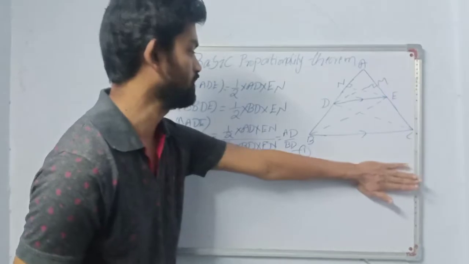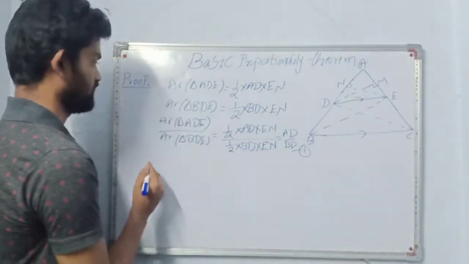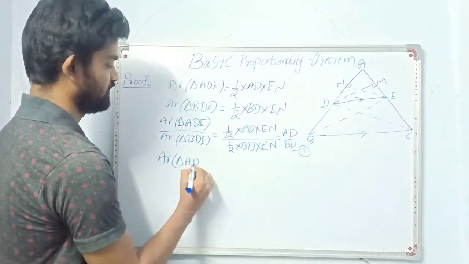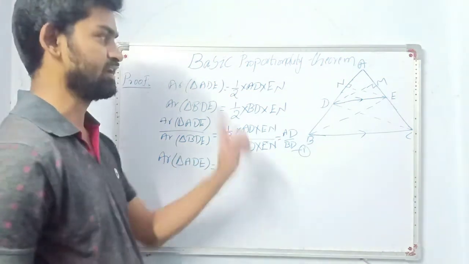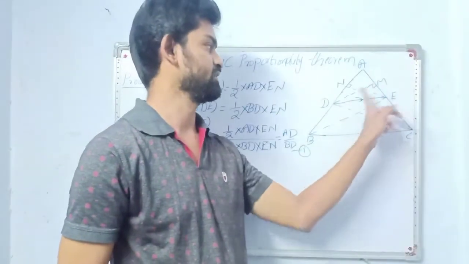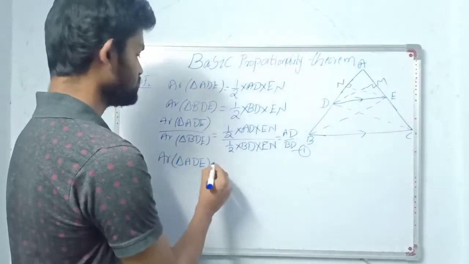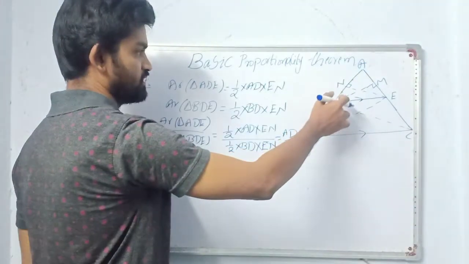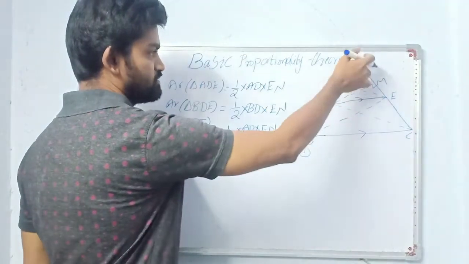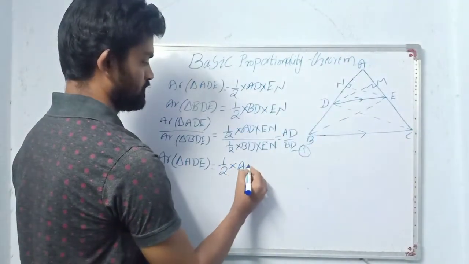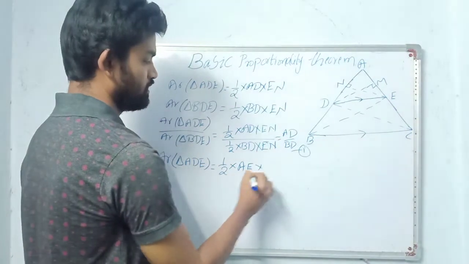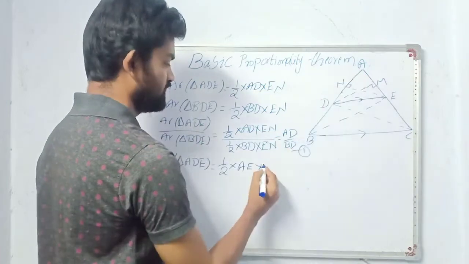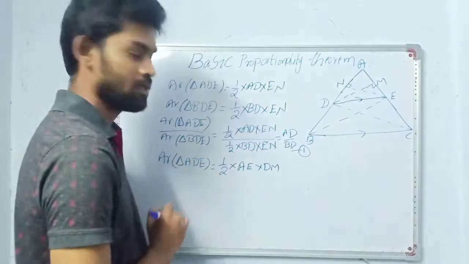Okay. Now let us take one more triangle. That is area of triangle ADE. Now for area of triangle ADE only, I am taking the height as DM. So what does it become? Half into AE, the base, into the height, which is DM or MD.